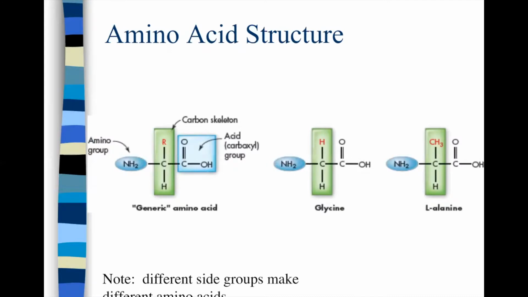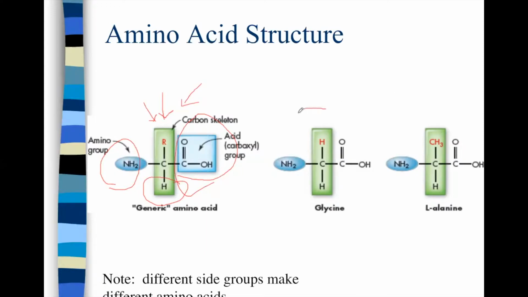Amino acid structure. So all amino acids have a similar yet different structure. All amino acids have this amino group, which is the NH4. All amino acids have this acid group because they're called amino acids. All amino acids have a hydrogen group. However, what's different between amino acids is what we call this R group or this side chain.